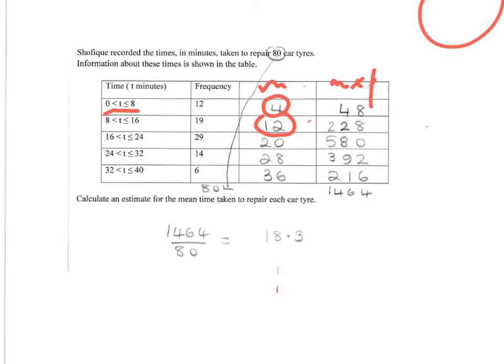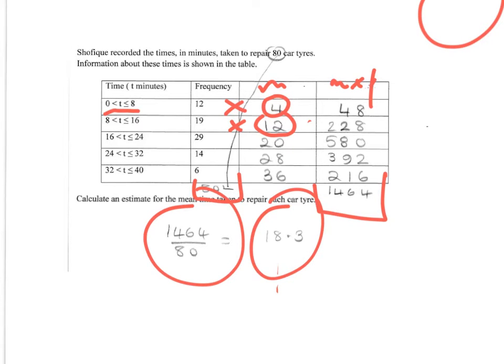Midpoint times the frequency. 12 times 4, 48. 19 times 12, 228, and so forth. The total of the last box divided by the total of the frequency gives you the answer of 18.3.